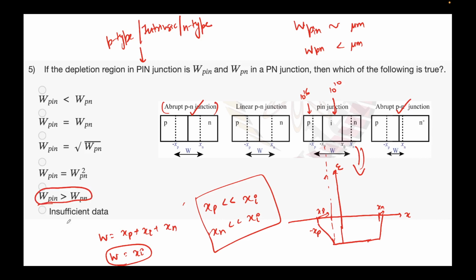You can also say that it's insufficient data. For instance, I don't know what the dopings are, or what the length is. But for a typical doping, this should be true. An average PIN diode will have a much larger depletion width than an average PN diode. That's the lesson that I want you to take away from this problem.